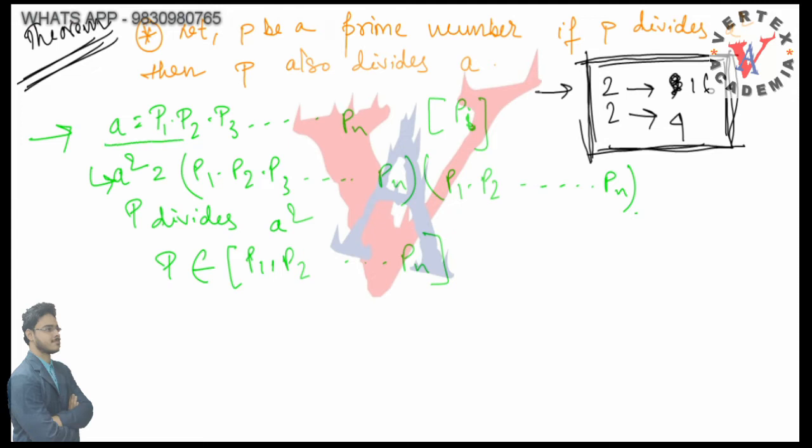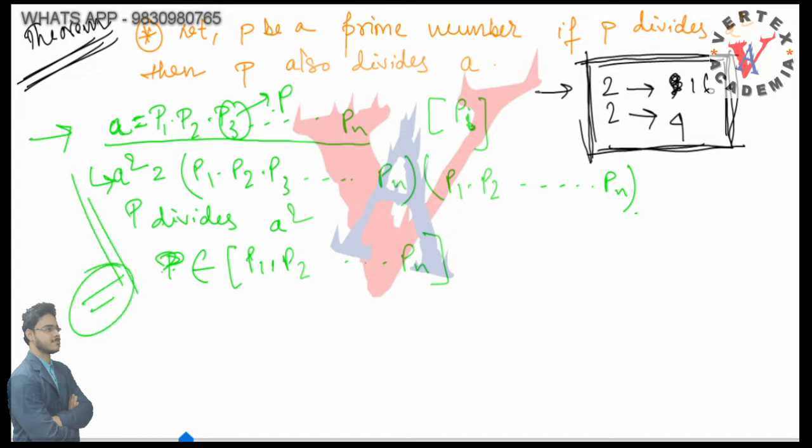And a is p1 into p2 into p3 up to pn. So if p is anything between p1 and pn, then p is also a factor of a, because p is anything from p1 to pn. So maybe p3 is p. So a contains p. Therefore, p also divides a. That is, p is a factor of a. So this has been proved.